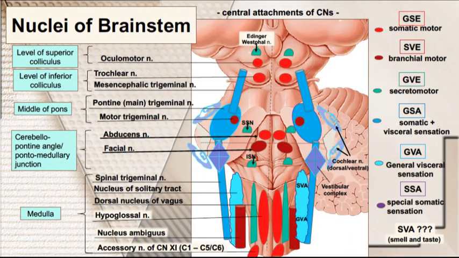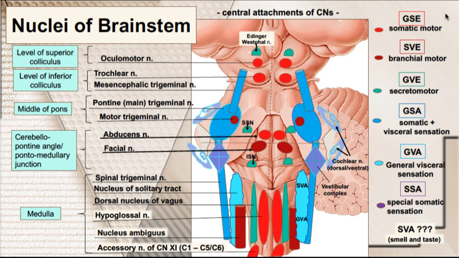Each cranial nerve has peripheral and central attachments. The peripheral attachment may be a muscle fiber or a receptor cell, that means the structure supplied by the nerve, while the central attachment is one or another nucleus in the brainstem, except for the first two cranial nerves, which involve extensions of the forebrain.